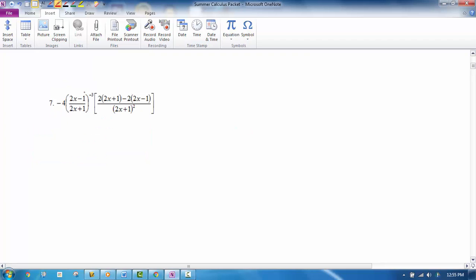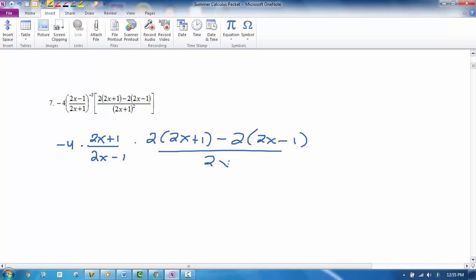All right, so let me try a harder one then. This is number 7 on there. It wants us to multiply -4 times this. Now I'm going to get rid of this negative sign by flipping this fraction. So if I flip it, the 2x plus 1 goes to the numerator, and the 2x minus 1 goes to the denominator. Now I still need to multiply that by what's here. So I still have 2 times 2x plus 1 minus 2 times 2x minus 1 all over 2x plus 1 squared. Now obviously, one of these factors can cancel with one of these factors because they're the same, 2x plus 1. So I'm going to cross reduce as much as I can.